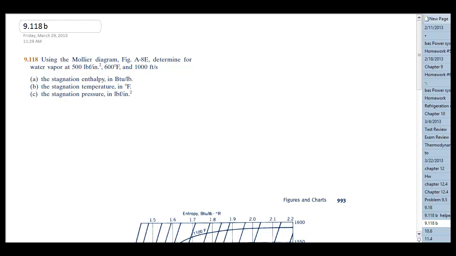Alright, I'm going to walk you through the process of solving problem 9.118, and I'm only going to show you how to do part B. However, in order to get part B, you will need to find part A.